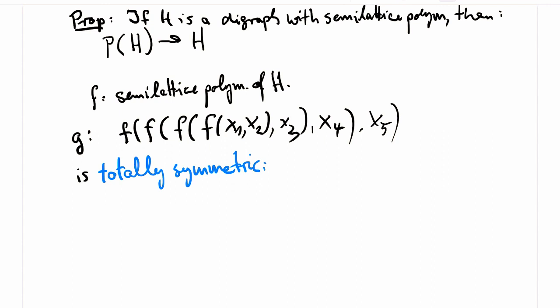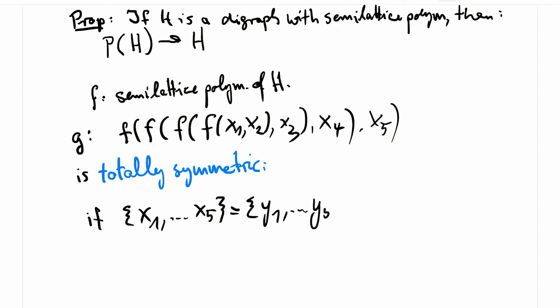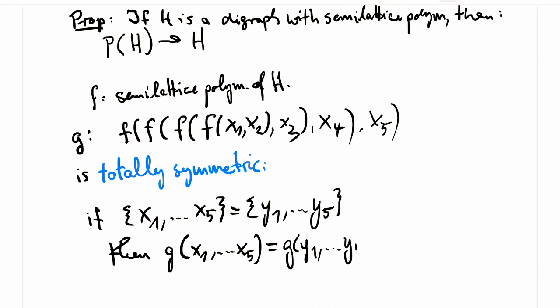This means the following. This means that if x1 up to x5, the set of arguments, equals y1 up to y5, another set of arguments, then g applied to x1 up to x5 equals g applied to y1 up to y5. In other words, the function value of g only depends on the set of arguments, not on their order, not on their multiplicities.